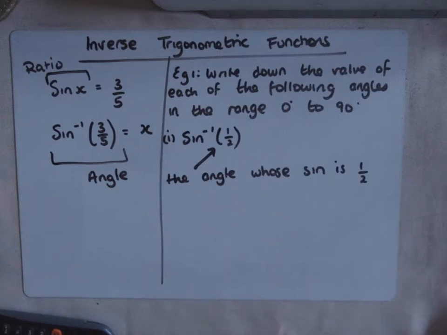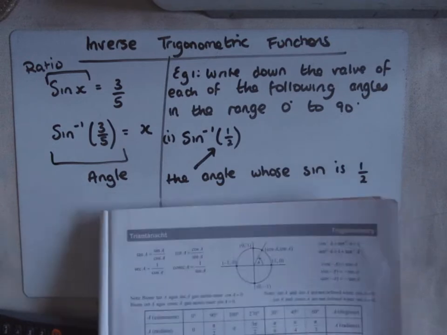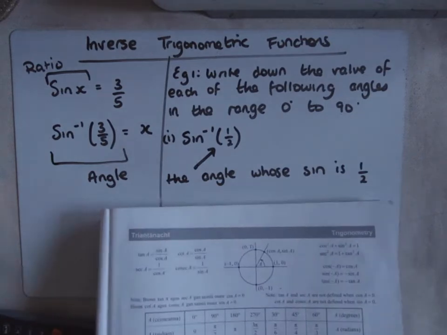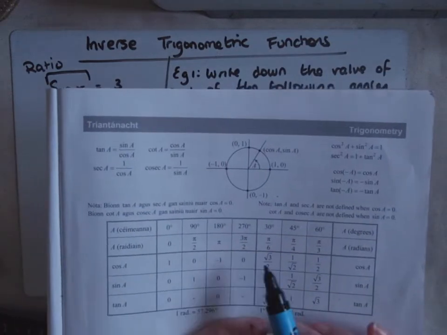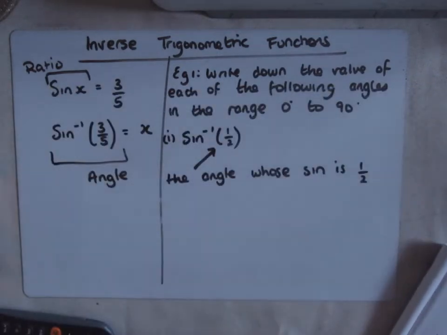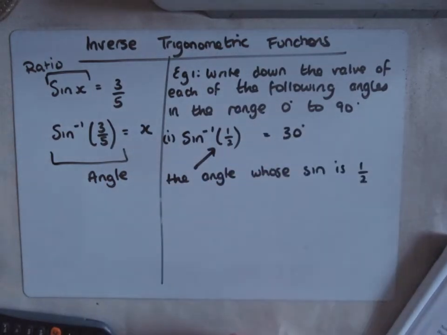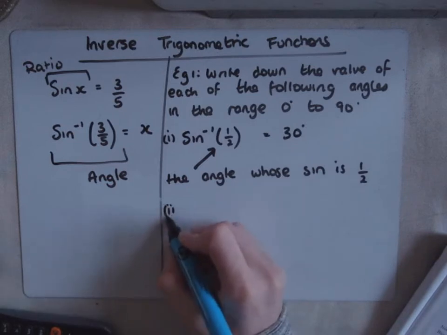Now, I can either go to my log tables and I'm looking for the angle whose sine is a half. So if I go sine and my answer is a half, the angle is 30 degrees. Or I can just do shift sine a half into my calculator. Okay, so the answer there, 30 degrees. They just want you to understand what an inverse trigonometric function is. It's an angle. Okay, part 2.